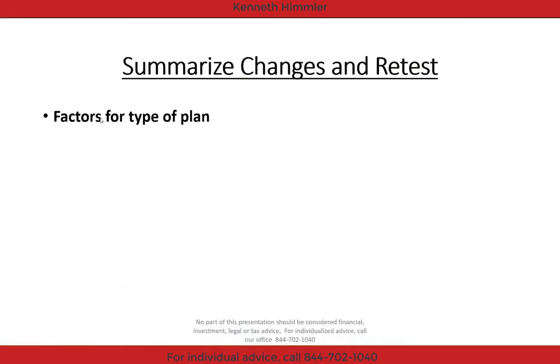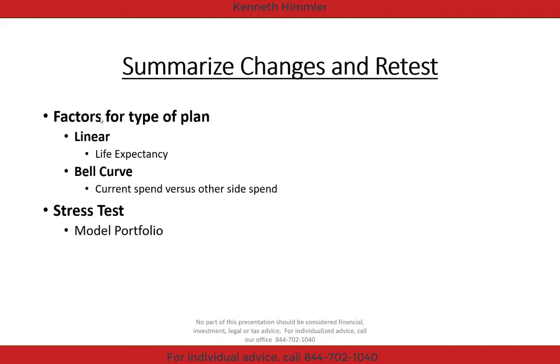So those are your options. Now let's summarize changes and then retest it. The first thing we're going to do is figure out, do we want a linear plan based on your life expectancy, or are we going to run that plan with a bell curve? Those are very important factors. You cannot start a plan without making that decision first.